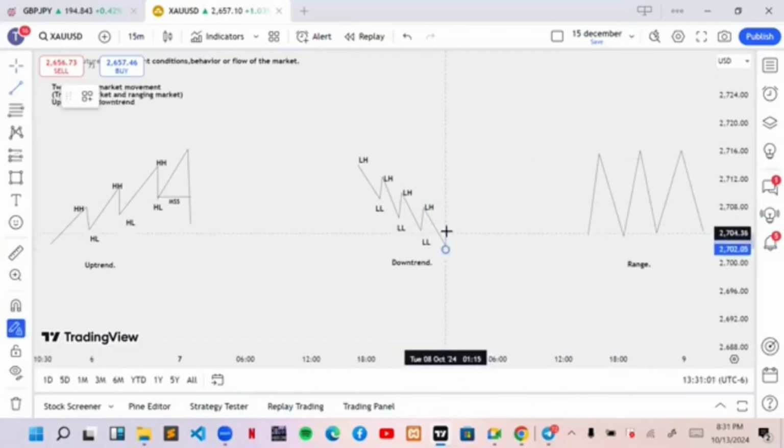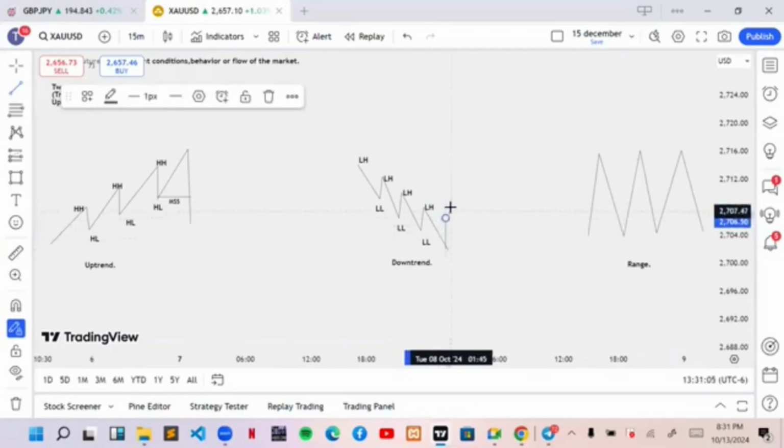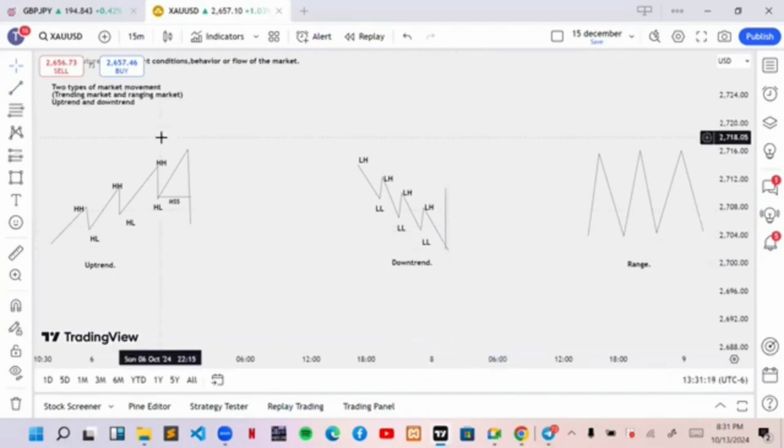So instead of continuing this downtrend by making another lower low here and going down, the market now does something like this, breaks this high and makes a higher high. So this is no longer a downtrend. There was now a market structure shift here.